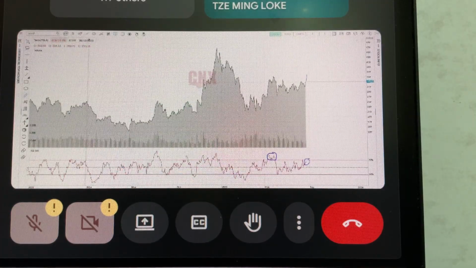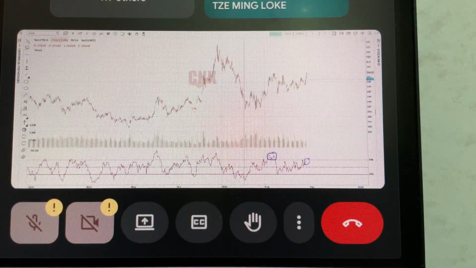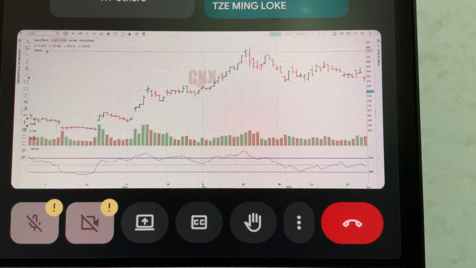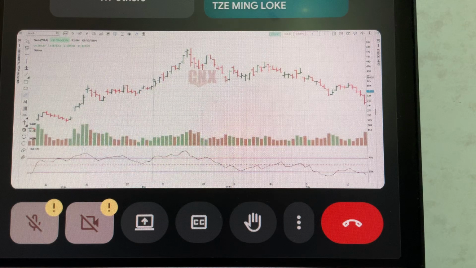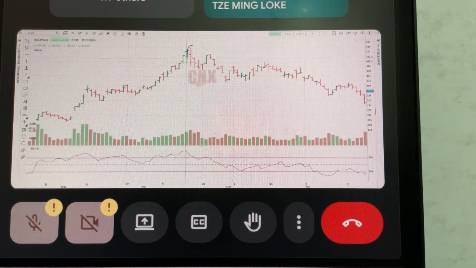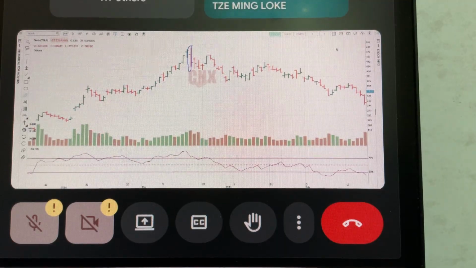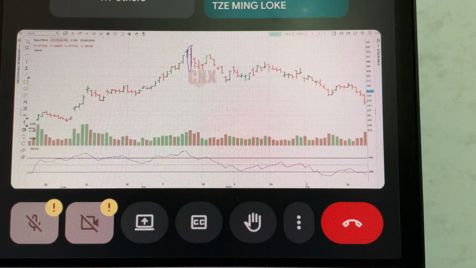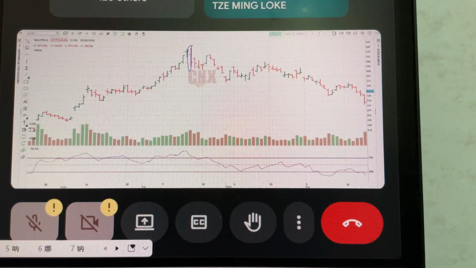So if you look here, if I change it to bar charts, let me just zoom in. You can see that on certain days, for example on this particular day, this bar is very long. Why is the bar that long? Because between the highest and the lowest, there's a big difference. That's why you have a long bar.